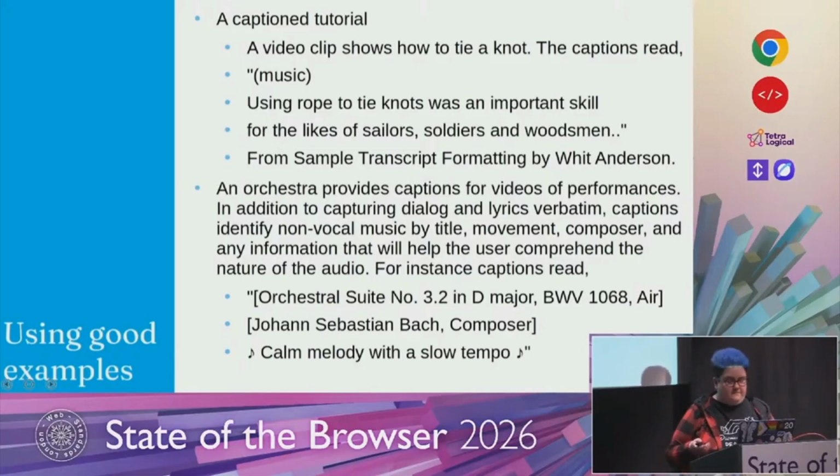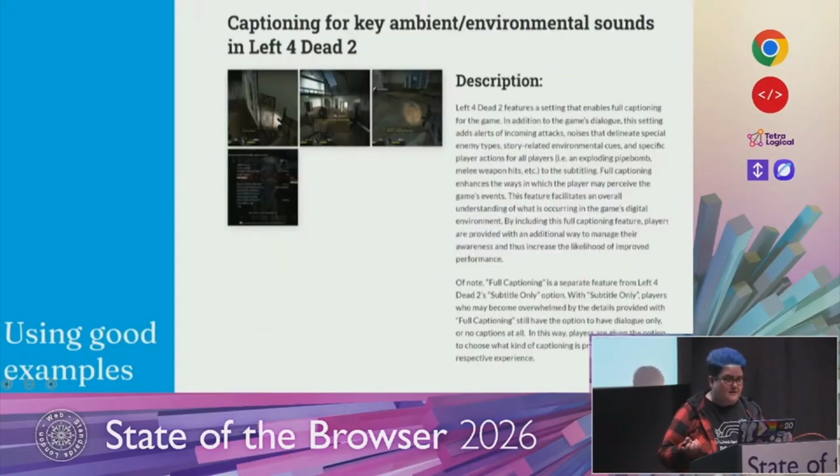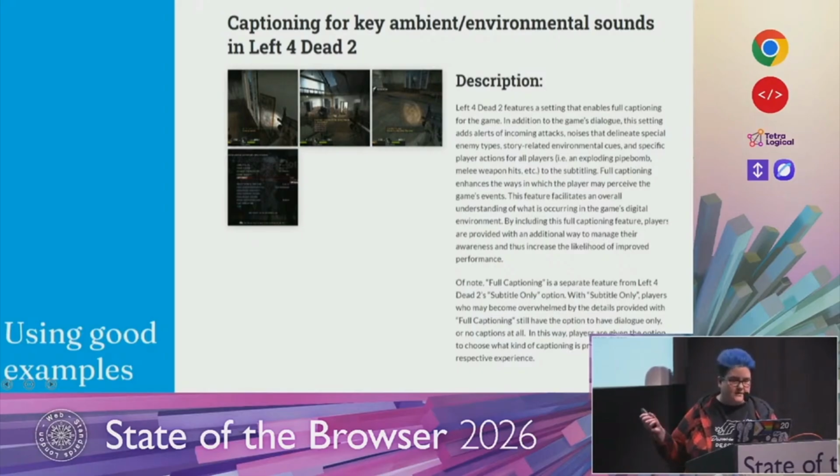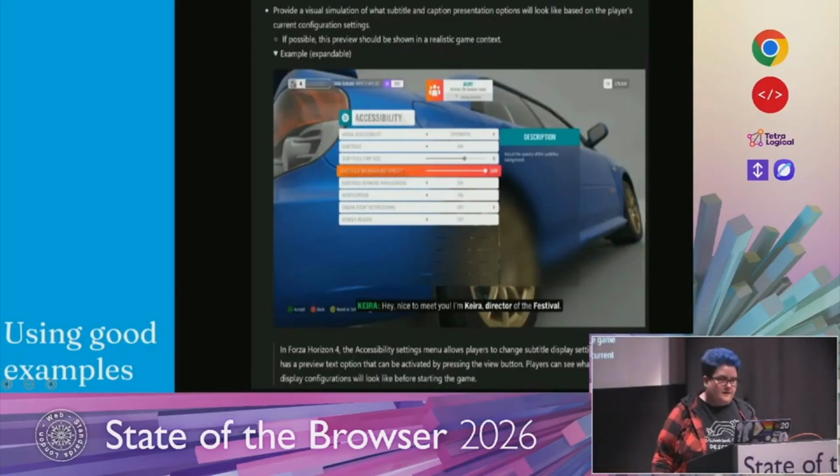I don't understand. Video game accessibility guidelines do it slightly differently because WCAG can't really use examples from actual websites, right? But games can. So GAG has this. For captioning, they've got Left 4 Dead 2. It says this is how Left 4 Dead 2 does captioning, this is what it looks like, here's a description of it. Xbox have a similar thing where they're like, here's Forza Horizon 4, this is how it does captions.